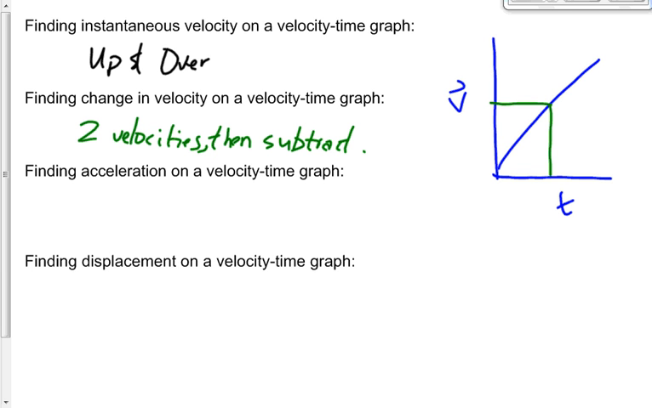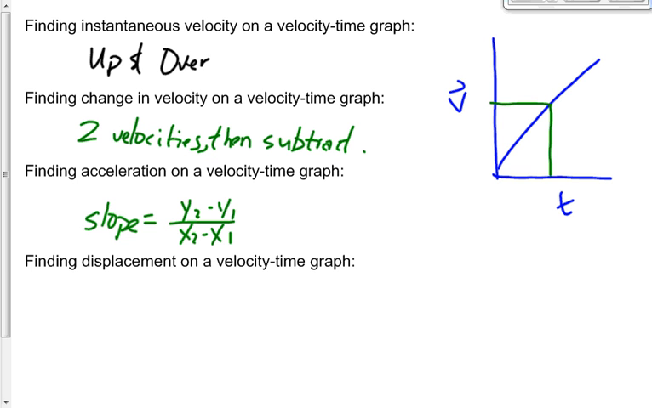Finding the acceleration on a velocity time graph. What do you think that would be? Yep. Just like the velocity on a position time graph, right? It's going to be the slope. And you guys remember how to do slope, right? It's rise over run, or you can say y2 minus y1 over x2 minus x1.